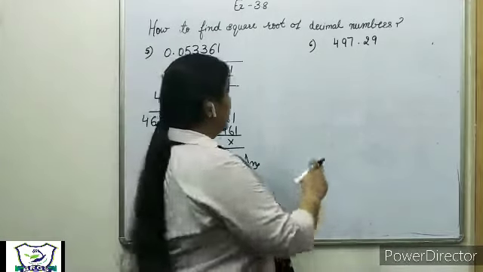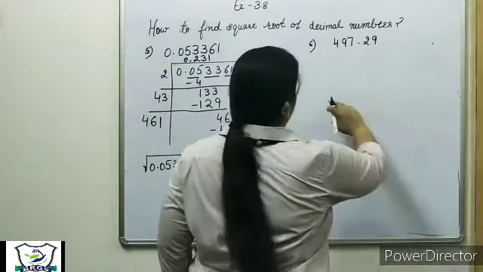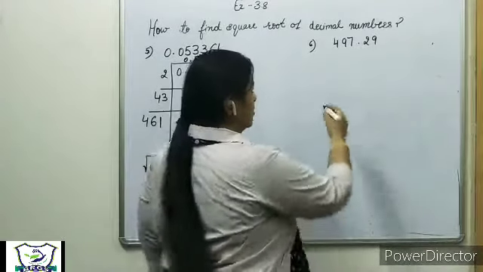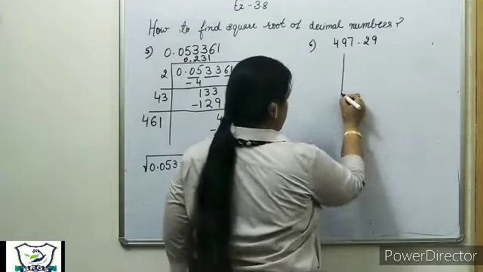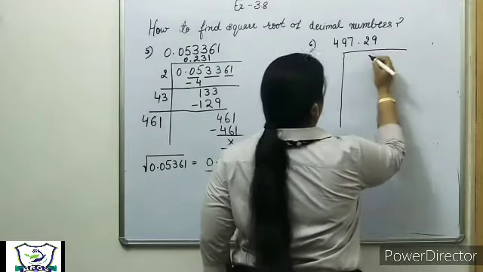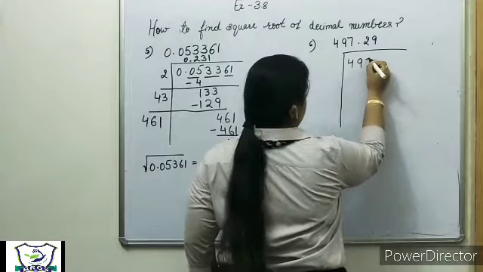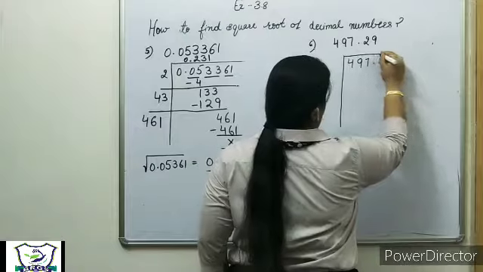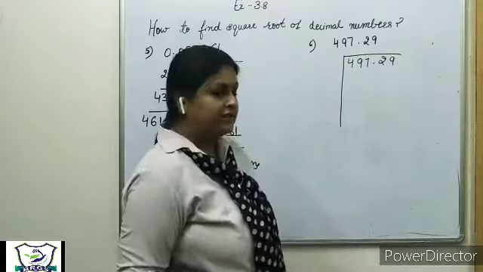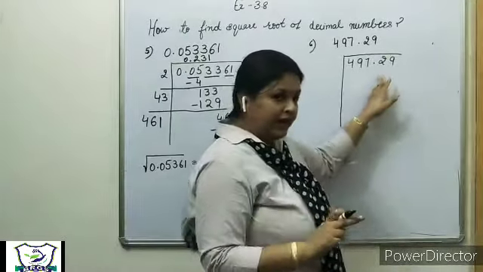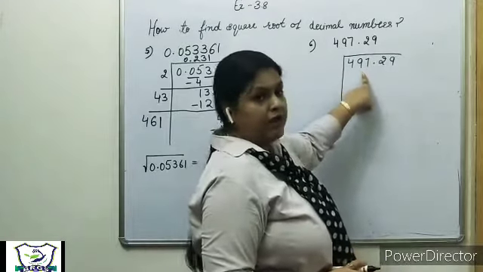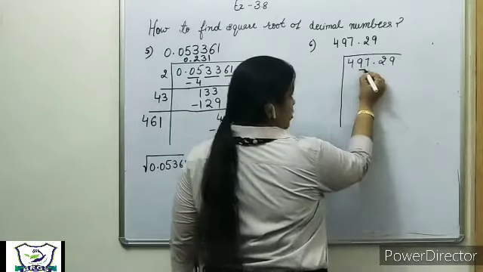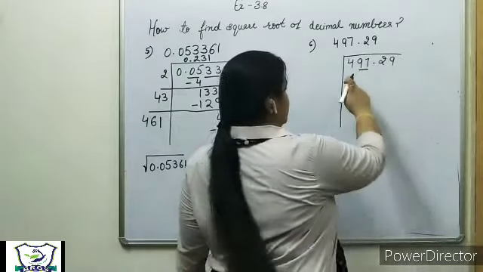Let's move toward the last example of this topic, 497.29. So again we will calculate the square root of this decimal number by the division method. So remember what I have said. First we have to do pairing, and for the whole number part, pairing starts from right to left. So the first pair will be of 9 and 7 and the second pair 4.